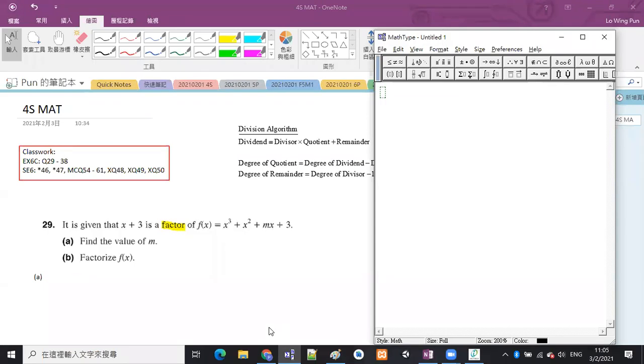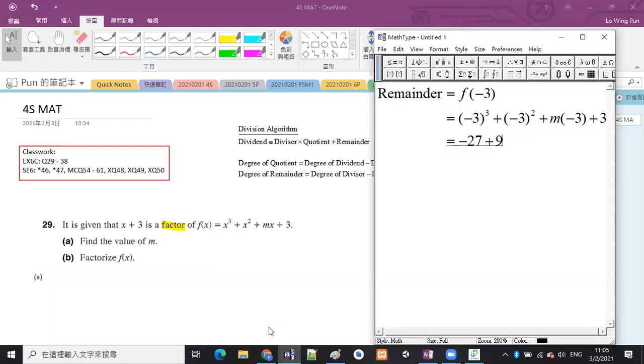When f(x) is divided by x plus 3, the remainder should be equal to 0. Okay, remainder is equal to f(-3), right? Which is calculated by this formula: negative 3 cubed plus negative 3 squared plus m times negative 3 plus 3. And then you just simplify this: negative 27 plus 9 minus 3m plus 3. So that should be negative 3m minus 15. Okay, and this is our remainder.